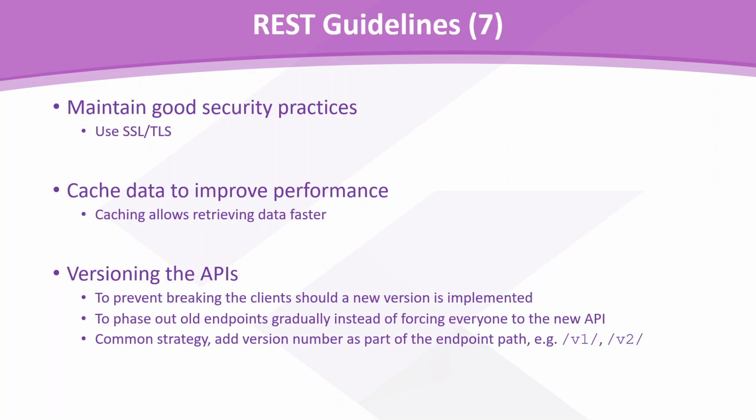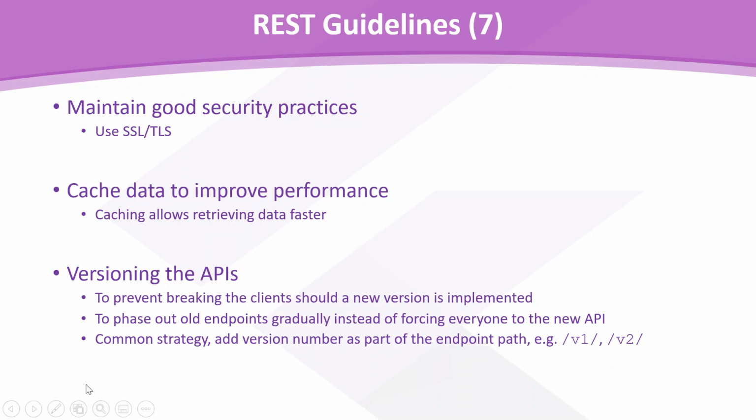And you also need to adopt versioning. You need to version your APIs. The reason for this is to prevent breaking the client's code. Let's say you are implementing a new version of your backend API. If you force everyone to use the new API, it will most likely break the client code. The client code most likely cannot work.